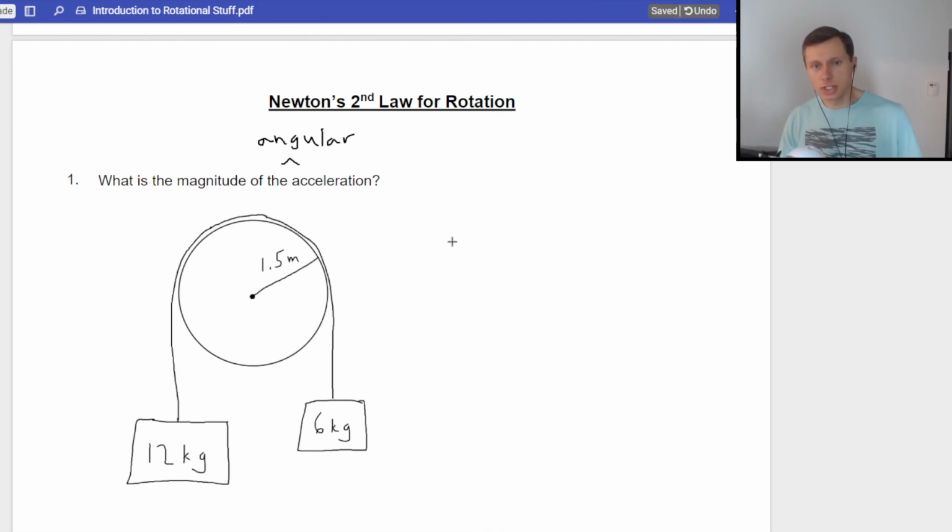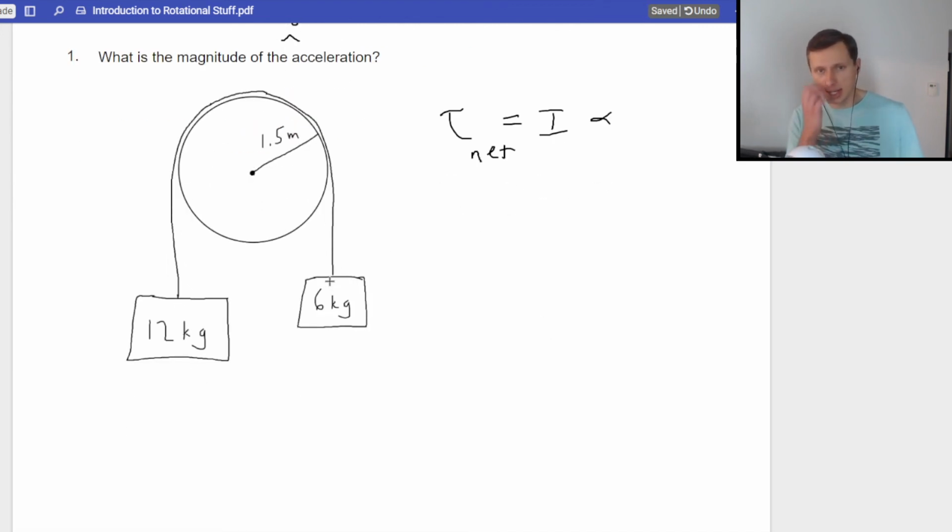So again, the equation is going to be torque equals I times alpha, or I really should say net torque. Let's find the net torque first. And again, net torque has to do with things rotating. In this case, obviously, it's my wheel that's going to be rotating here.